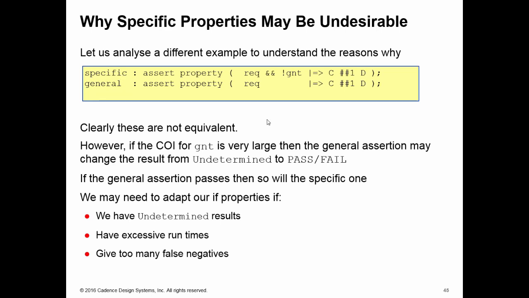So we might have saved ourselves a lot of effort there just by thinking of things in a slightly different way. If it turns out that the general property fails, then it doesn't mean the top one will. We have to analyse further, so we might have to adapt our properties if we still have undetermined results from this one, or if we have excessive runtimes, or we get too many false negatives, i.e. failures when there should not be failures.